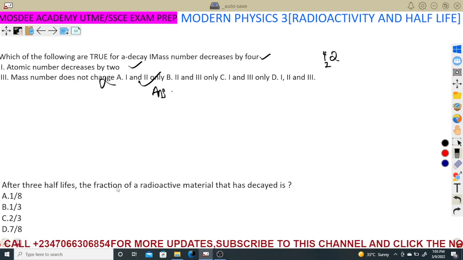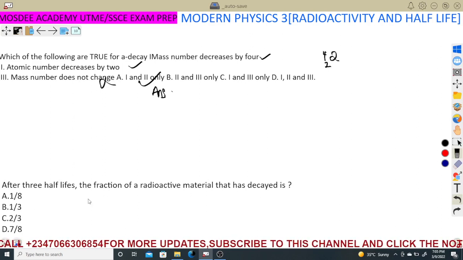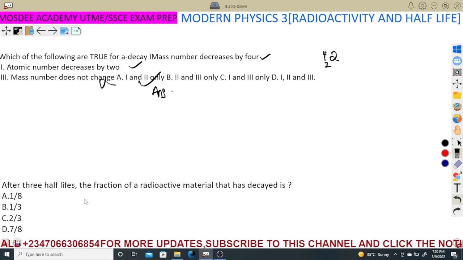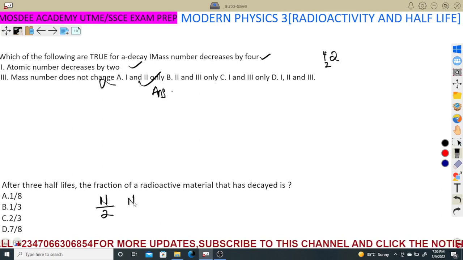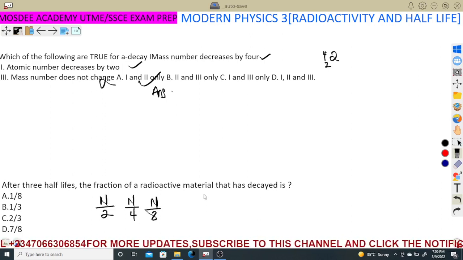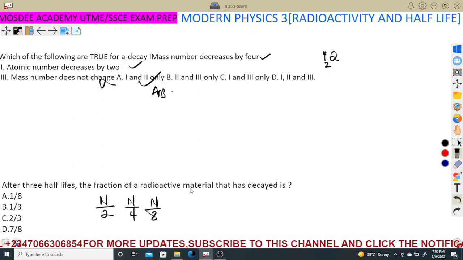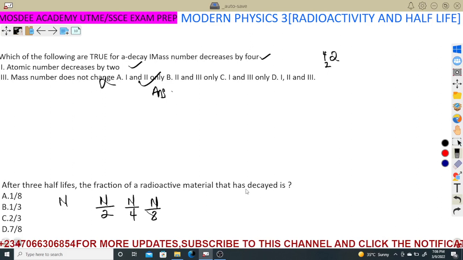After 3 half-lives, the fraction of the radioactive element that has decayed. You can see this is quite different from the other one. After 3 half-lives, the amount remaining is, for the first, n over 2, the next one is n over 4, the next one is n over 8, which we have taught. So they said the fraction of element, so initially there was n. The fraction of element that has decayed.